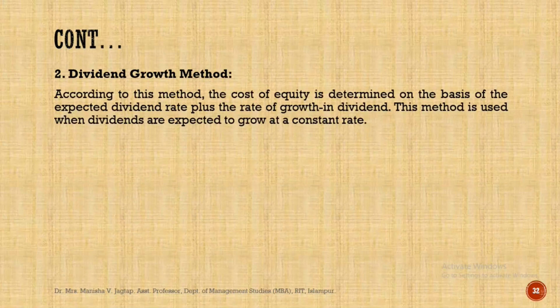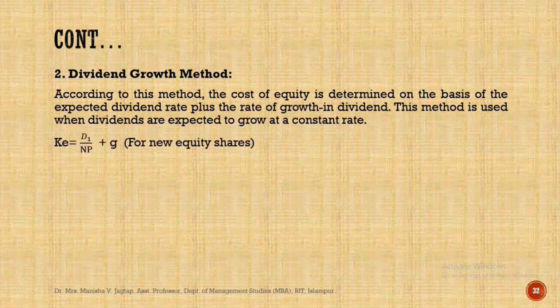Now the next is the dividend growth method. According to this method, the cost of equity is determined on the basis of the expected dividend rate plus the rate of growth in dividend. This method is used when dividends are expected to grow at a constant rate. That means here it is expected that the dividend is growing year after year, and therefore there is a need to calculate the cost of equity.